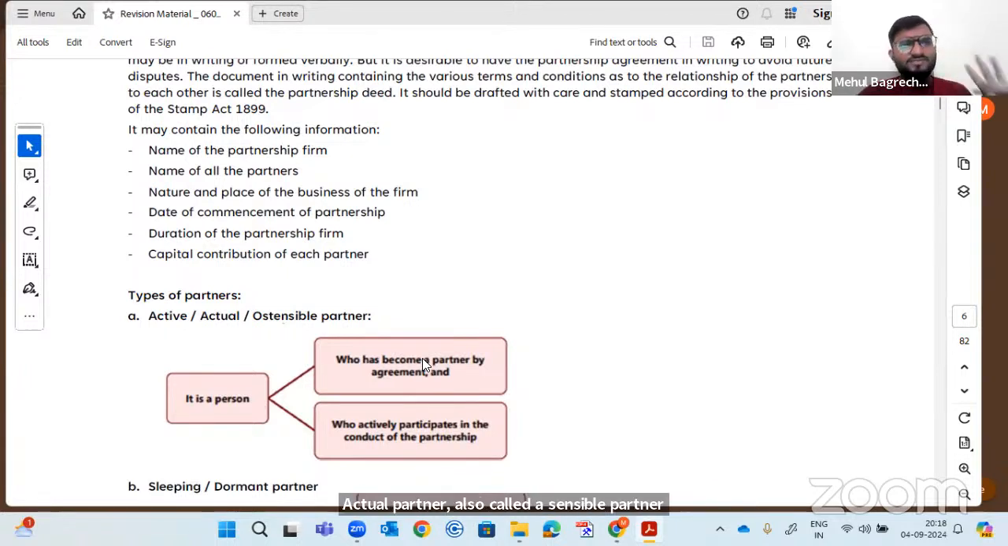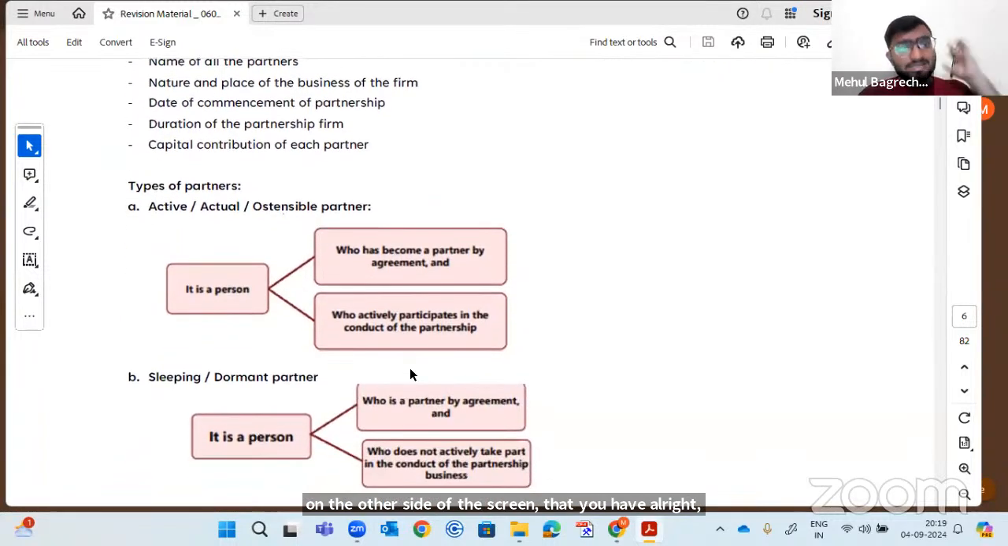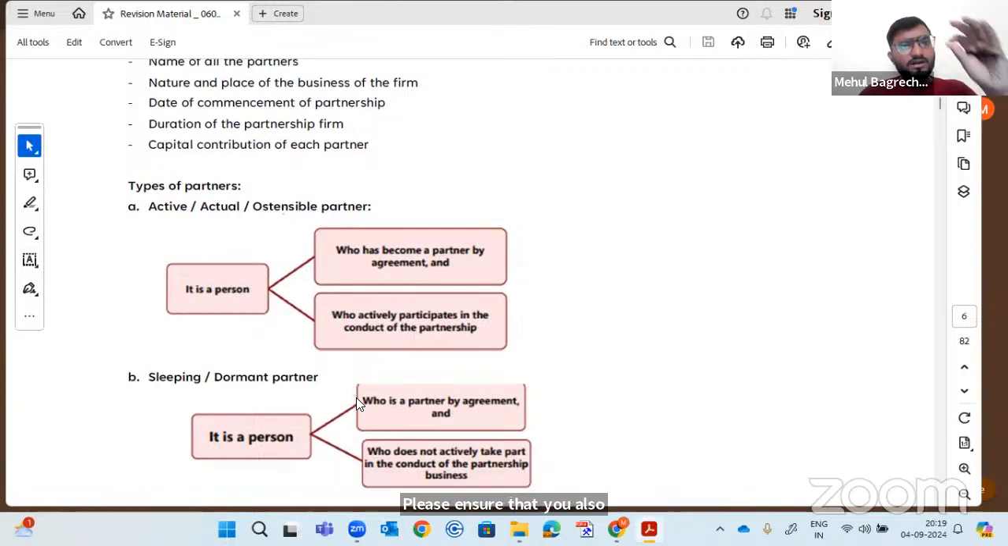Example, on the other side of the screen that you have. One who is actively engaged in the business of the firm, who participates actively in the conduct of the partnership, is called an active partner. Very important in the examination, one day before examination when you're reading, please ensure that you also check liability. Tomorrow, if anything happens, is the active partner liable for it? 100% liable. Sell your house, sell your kidney, sell yourself, bring in the fund. Why? Because the liability of an active partner is joint and several.